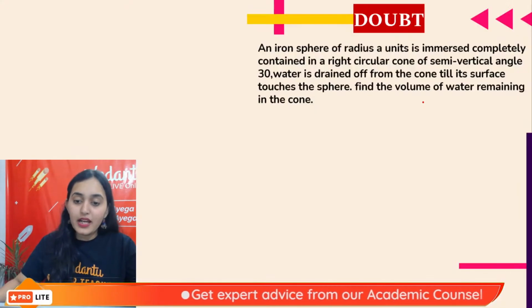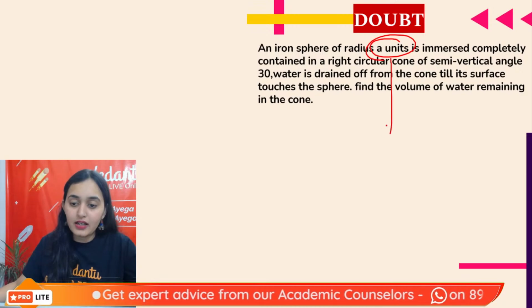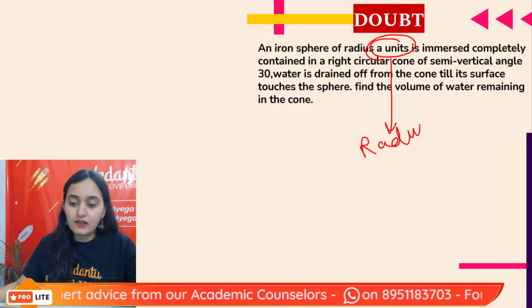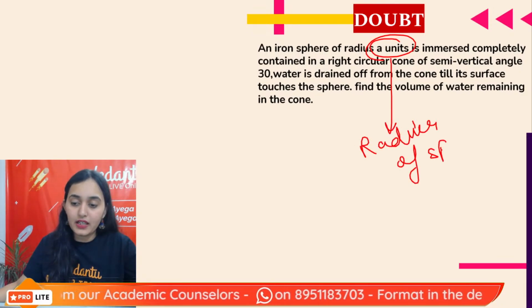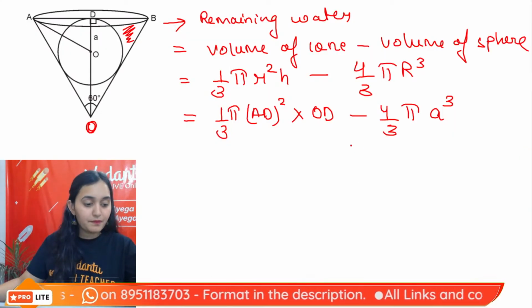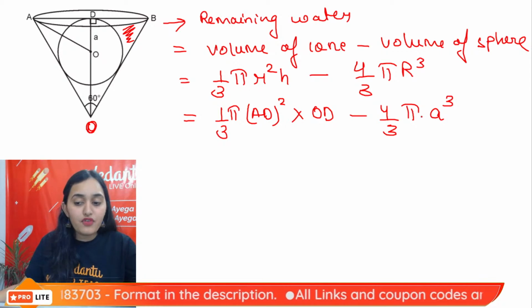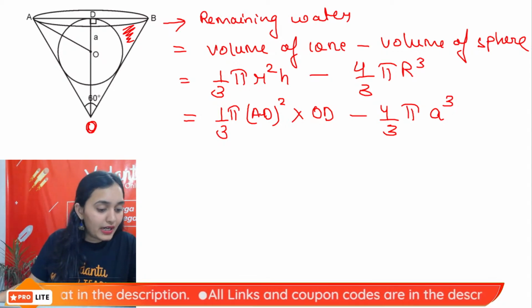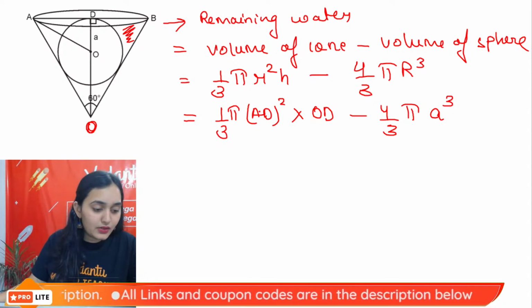Why A cube? It is given in the question. The radius of sphere is A. It is given in the question, right? So here we have 4/3 pi A cube. Yes, you can use it, Shelby.